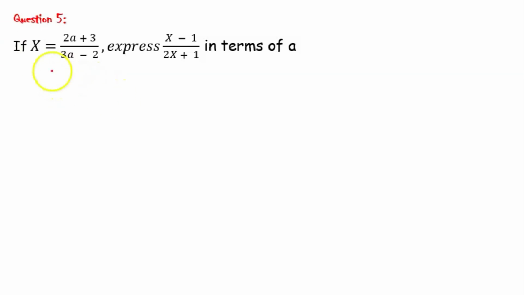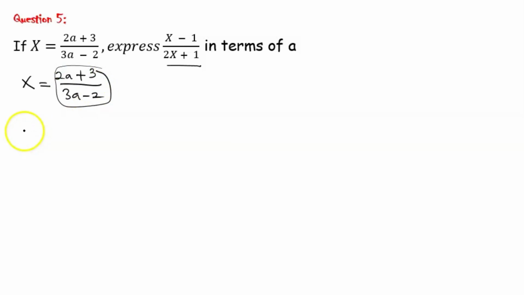We simply look at what the examiner has defined. Okay, so let's see what the examiner is saying. X is this, so wherever we see this x, he said it is equal to this. So this x is equal to 2a plus 3 divided by 3a minus 2. So this is what we have. All right, so now in this expression, anywhere we see x, we quickly substitute this into it.